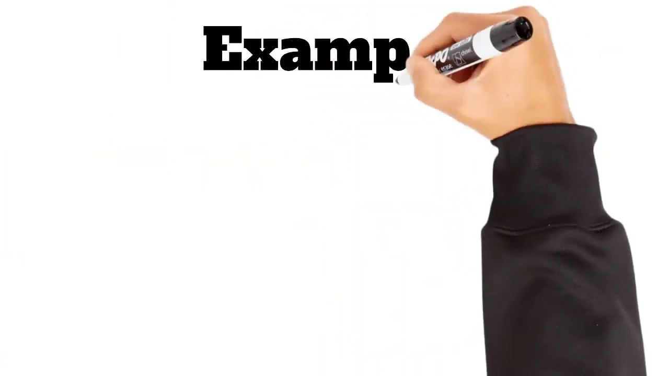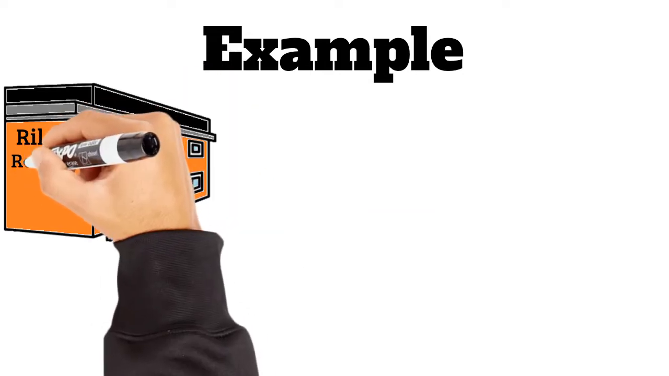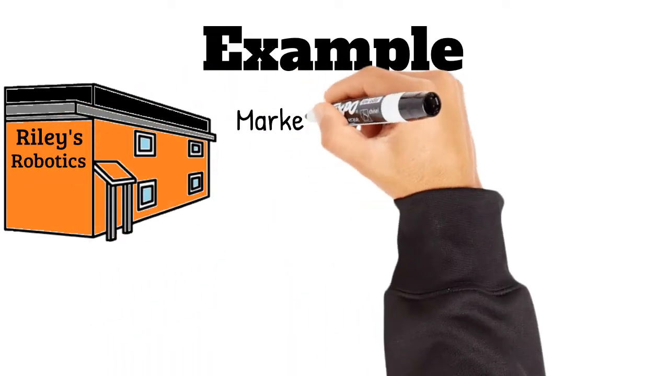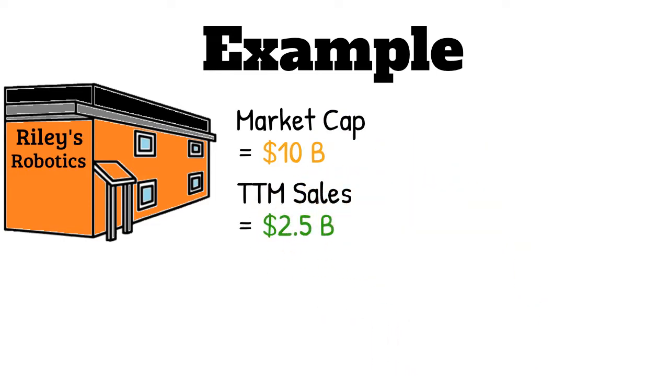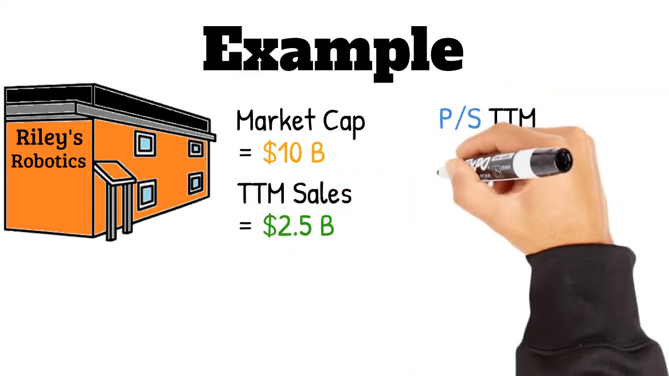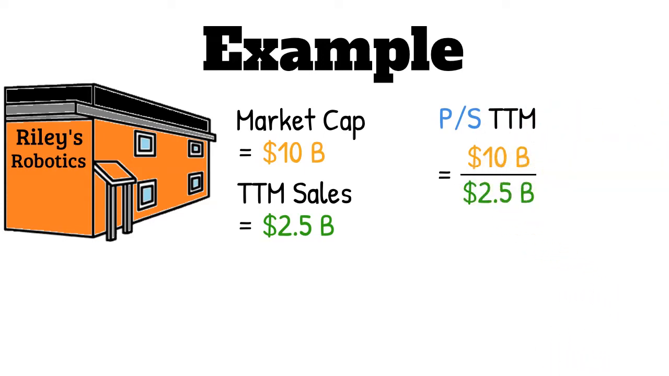So let's look at a quick example of why this may be relevant. We have a hypothetical company here, Riley's Robotics, that has a market cap of $10 billion and trailing 12-month sales of $2.5 billion. If we calculate the price to sales ratio on a TTM basis, we would see that Riley's Robotics has a price to sales ratio of 5 times. This sounds rather expensive and may suggest the company is overvalued.